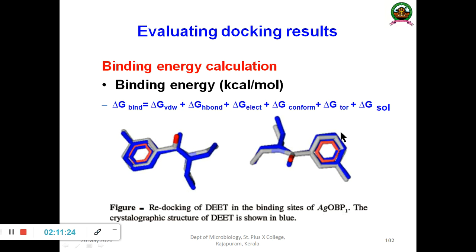Weak interactions such as ionic interaction, hydrogen bond, van der Waals interaction, pi interaction, all those weak interactions you need to judge, and the number of interacting residues you also need to count. These are the important aspects by which one can judge the docking result. So these are the important parameters.